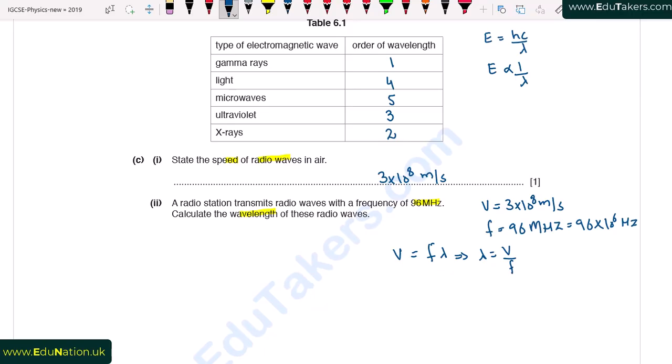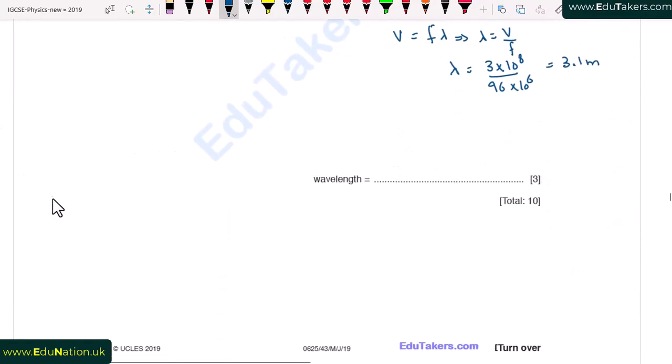By putting values of v and frequency, we can get the value of wavelength, and it is equal to 3 into 10 to the power 8 divided by frequency, which is 96 into 10 to the power 6. So the wavelength comes to be 3.1 meters. I write here 3.1 meters.